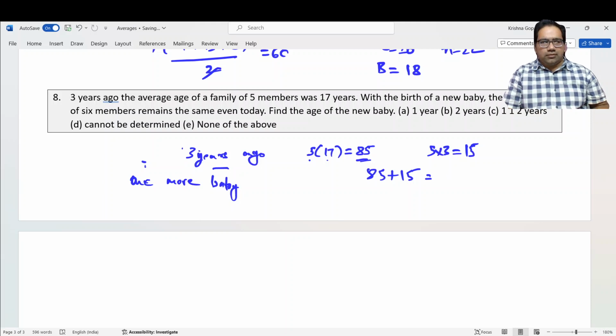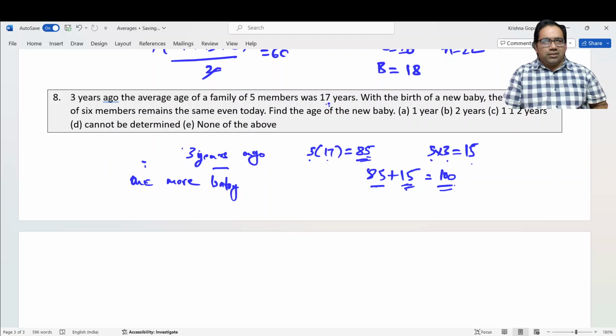85 plus 15, which is equal to 100. These 5 people, in 3 years, would have added 15 more years to the total. Earlier, the total was 85, and now the total is 85 plus 15, 100.